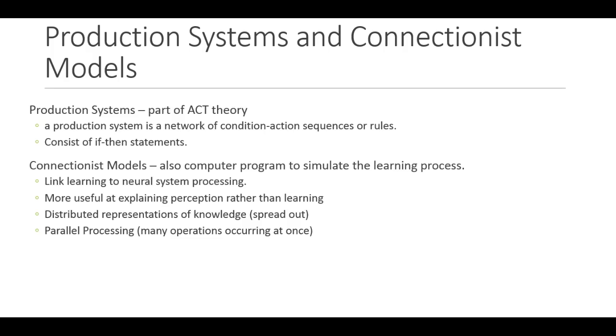Other models talk about production systems. Again, this is part of ACT theory, and that is about what the rules are around how a network is coordinated. The connectionist model is similar to an ACT model. It's also a computer program that simulates the learning process. Again, they look at it as neural system processing. It seems to explain perception, meaning how we take in information and assign meaning to it all the way at the beginning of the process, rather than how we explain learning, or how things get stored in long-term memory and create an enduring change. So these are some of the concepts in that model.